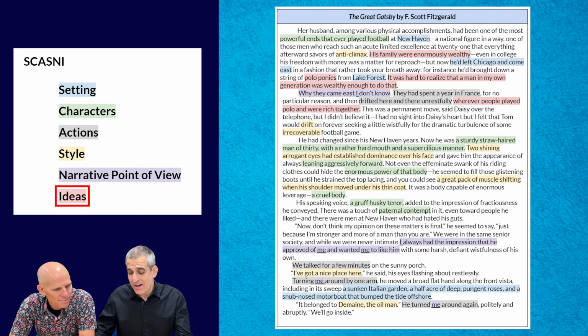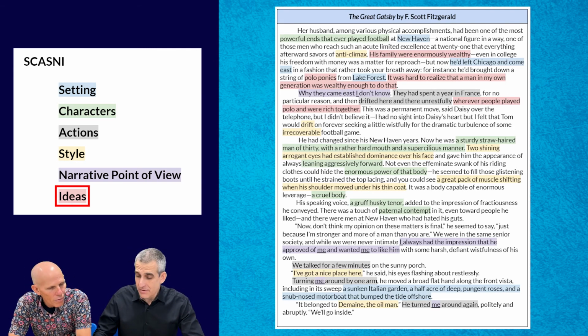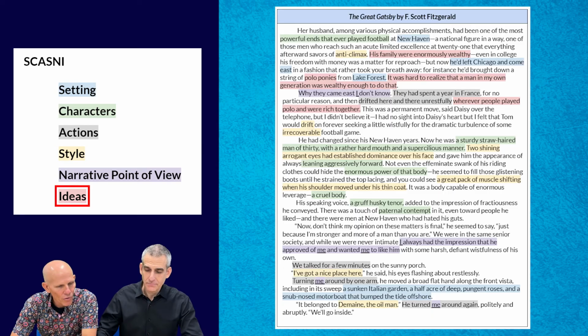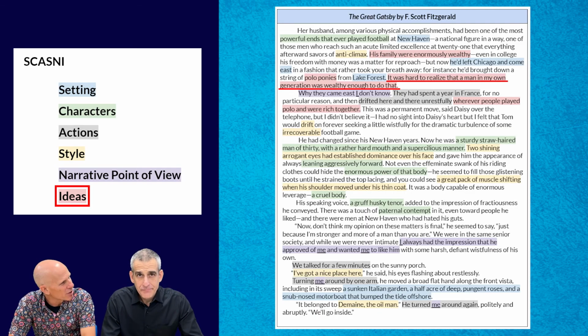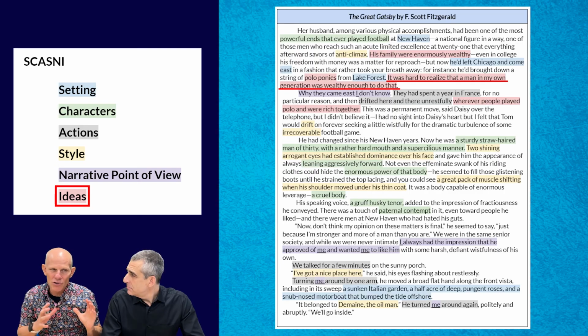Okay, the last thing, of course, of SCASNY is the ideas. Mr. Giles, we've talked about it, we've alluded to it already, but what are some of the ideas that are just pervasive in this passage? Wealth. There's so much about wealth. There's so much about the idea that his family was enormously wealthy. He says it's hard for me to realize that a man of his own generation was wealthy enough to do that. So they're not just rich, but they are filthy rich.